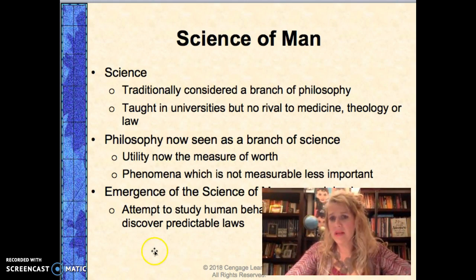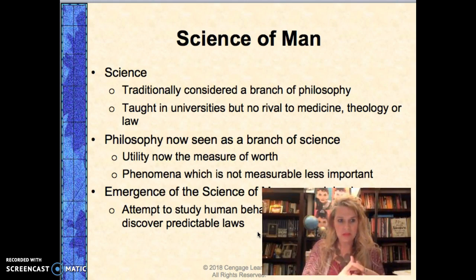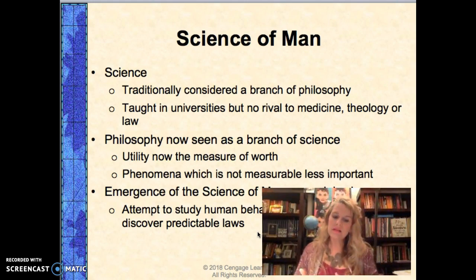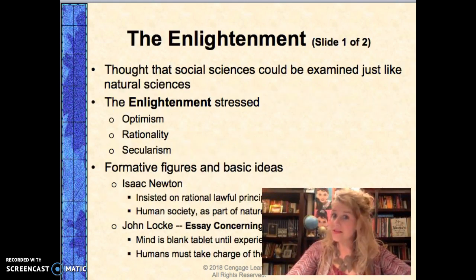Okay, emergence of the science of man, or social science, an attempt to study human behavior scientifically and discover predictable laws. So because of the scientific revolution, these great thinkers were like, hey, let's apply this revolution of seeking truth, and not saying that the church can tell us what to believe and what not to believe, but let's apply that to social sciences, and that's exactly what they did. And that's when the Enlightenment came.